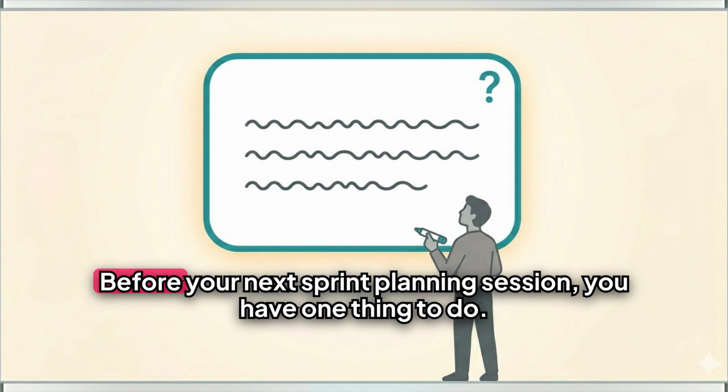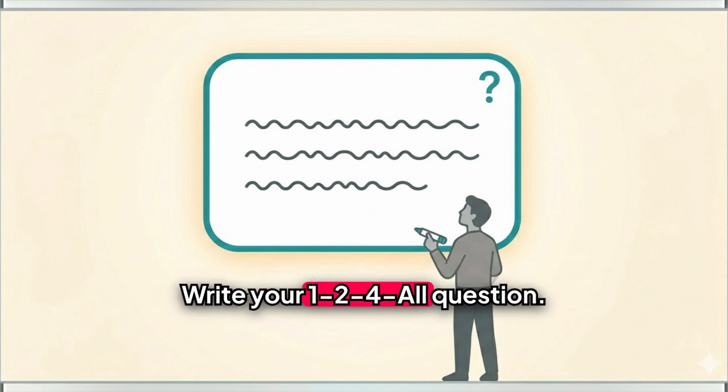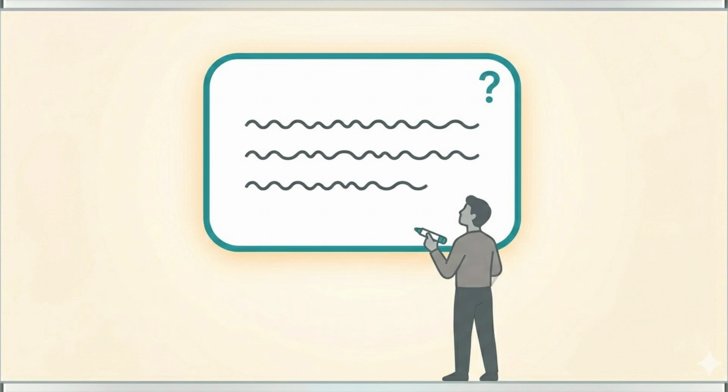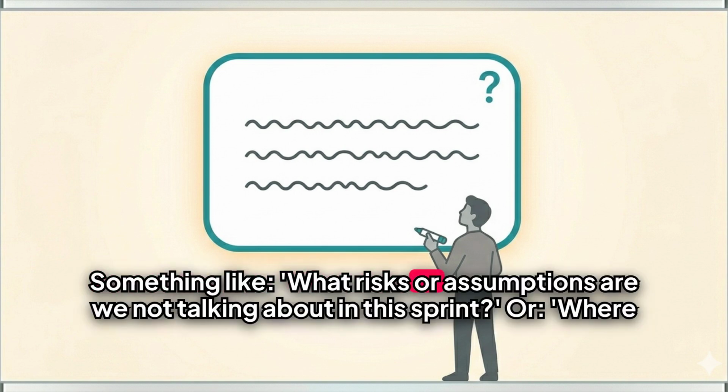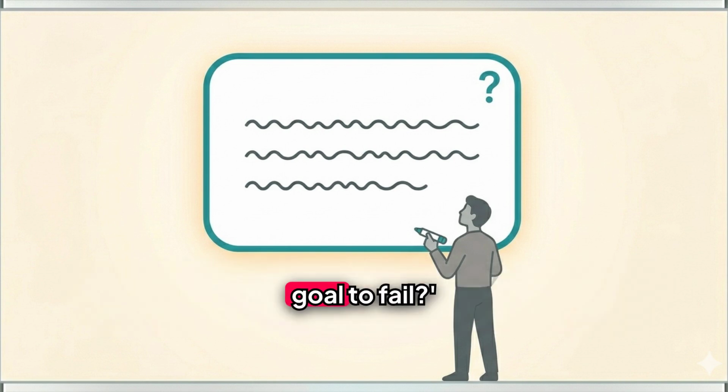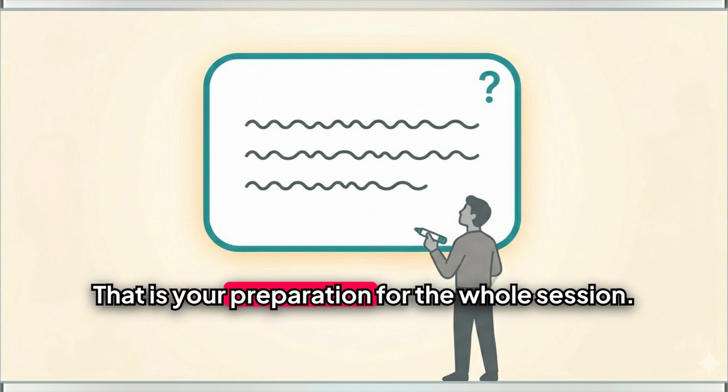Before your next sprint planning session, you have one thing to do. Write your 1-2-4-All question. Not "any thoughts?" A real, specific, single question that will activate your team's thinking. Something like, what risks or assumptions are we not talking about in this sprint? Or, where are we least confident in our estimates and why? Or, what would need to be true for this sprint goal to fail? One question. That is your preparation for the whole session.